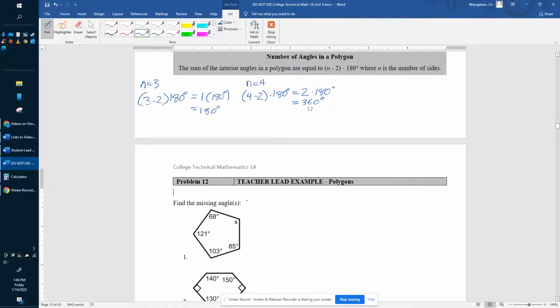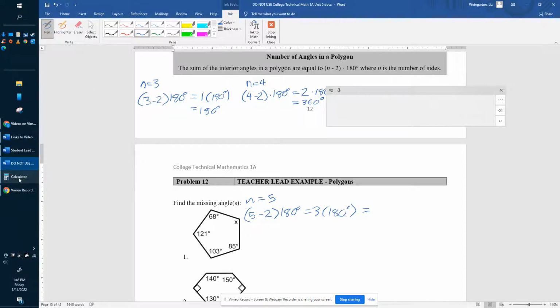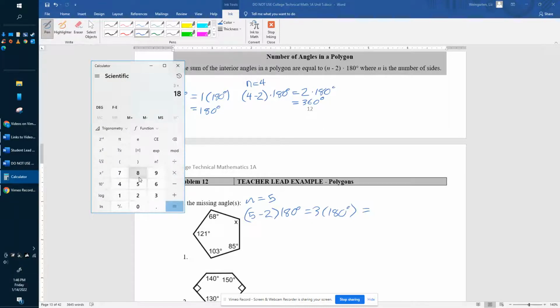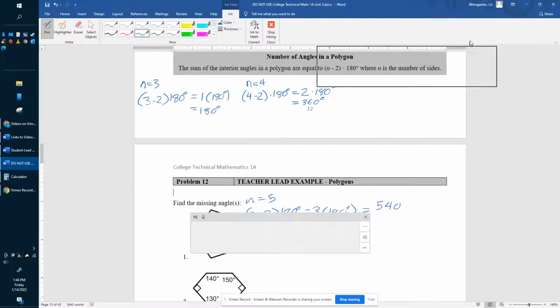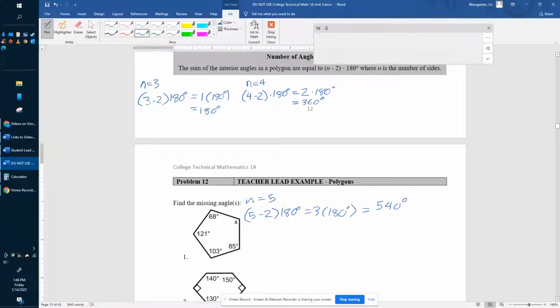So we are going to set our n equal to 5. n minus 2, 5 minus 2 times 180 equals 3 times 180 equals, let's see what that equals, 540. So we know that the sum of all of these angles is equal to 540.